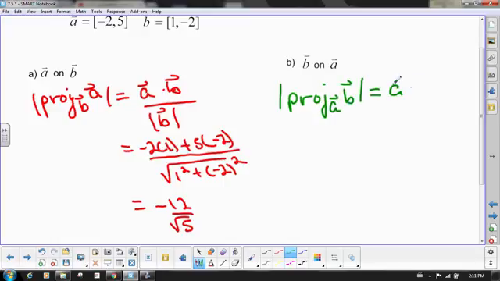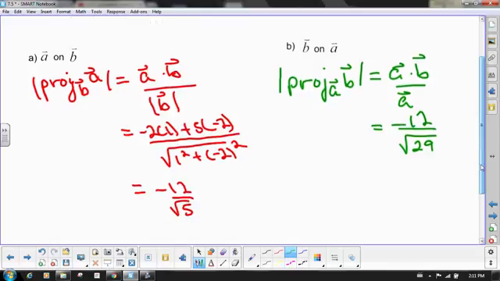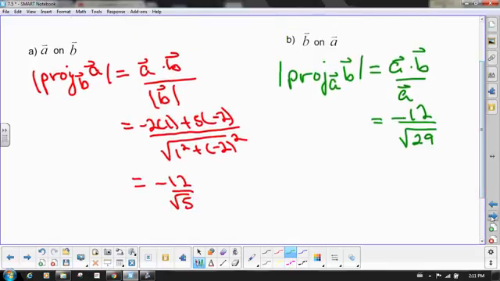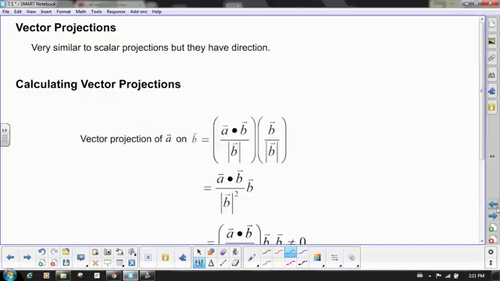So I have A dot B over the magnitude of A. The -12 is still the same, but now the magnitude of A is going to be the root of 29. I got that by squaring the x and y components, doing the Pythagorean theorem. Again, the result is a number. Vector projection is very, very similar.